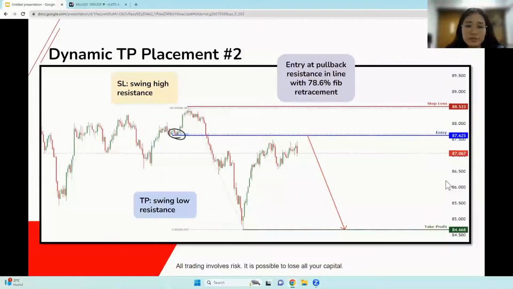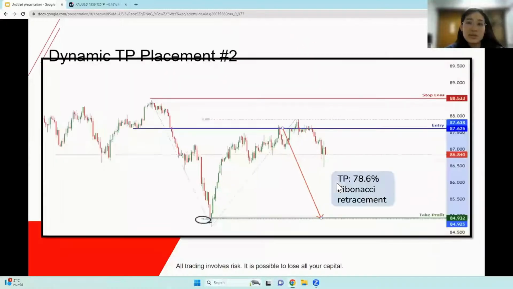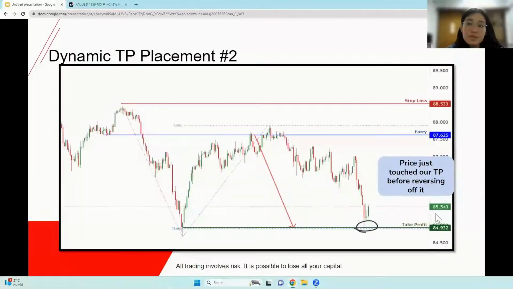Another example here. We expect price to bounce off of our entry at 87.625 over here, and the pullback resistance in line with this 78.6% Fibonacci retracement. Our stop loss is a swing high resistance, and take profit is a swing low support. Price has hit our entry and has reversed nicely off of it, as you can see here, and is nicely heading towards our take profit. We're using Fibonacci to further complement our take profit levels. Price just touched our take profit before reversing off of it.